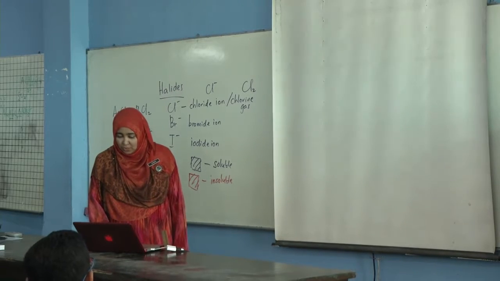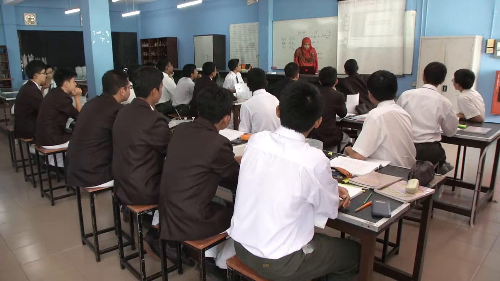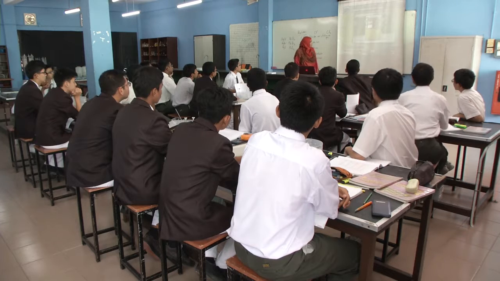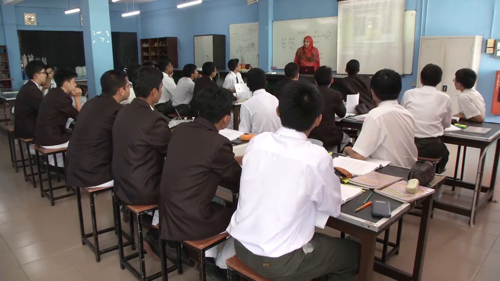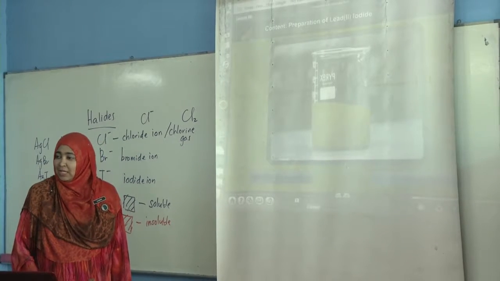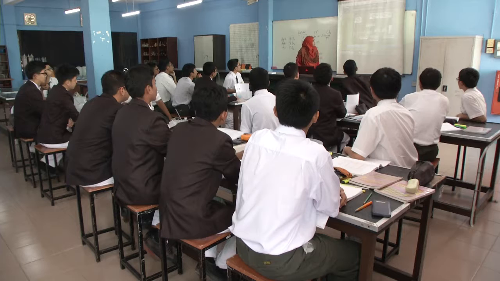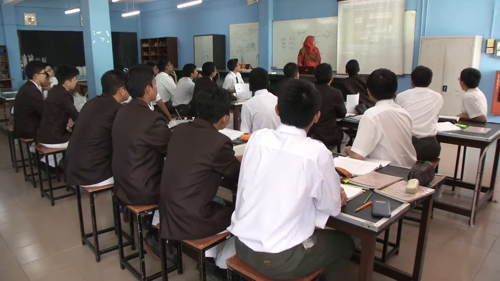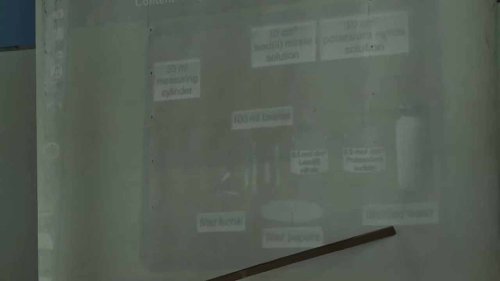So the salt that I've chosen here is lead 2 iodide. Can you see the color of lead 2 iodide? What is the color? Yellow. Okay, the materials needed here will be lead 2 nitrate solution, potassium iodide solution, and then here we have filter funnel, filter paper, distilled water. I'll explain later.